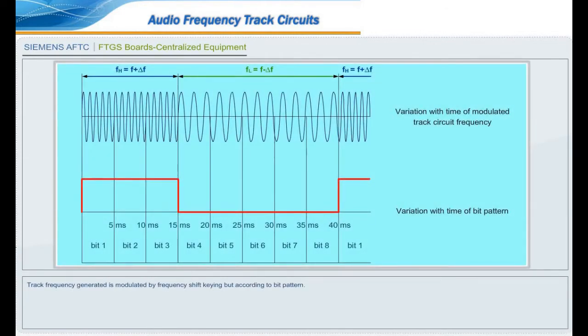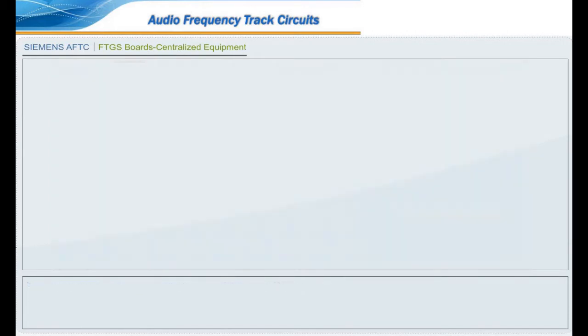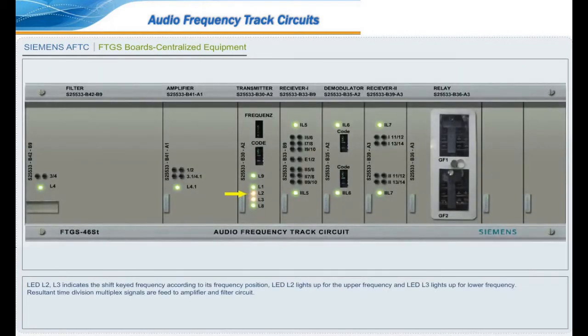The track frequency generated is modulated by frequency shift keying according to the bit pattern. LED L2 and L3 indicate the shift keyed frequency according to its frequency position. LED L2 lights up for the upper frequency and LED L3 lights up for the lower frequency.